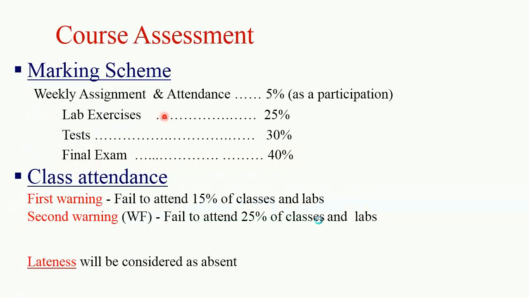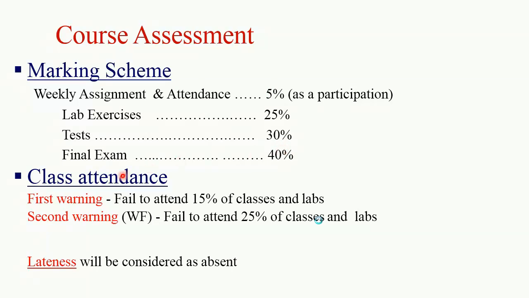With respect to the course assessment and marking scheme, 5% of the grade will be given for weekly assignments and attendance as per the participation of the student, and 25% of the grade will be given for the lab exercises, and 30% of the grade will be given based on the tests, and finally 40% of the grade will be given based on the final exams. So the assessment is divided into these groups, and it gives you 100% of the grade of this course.